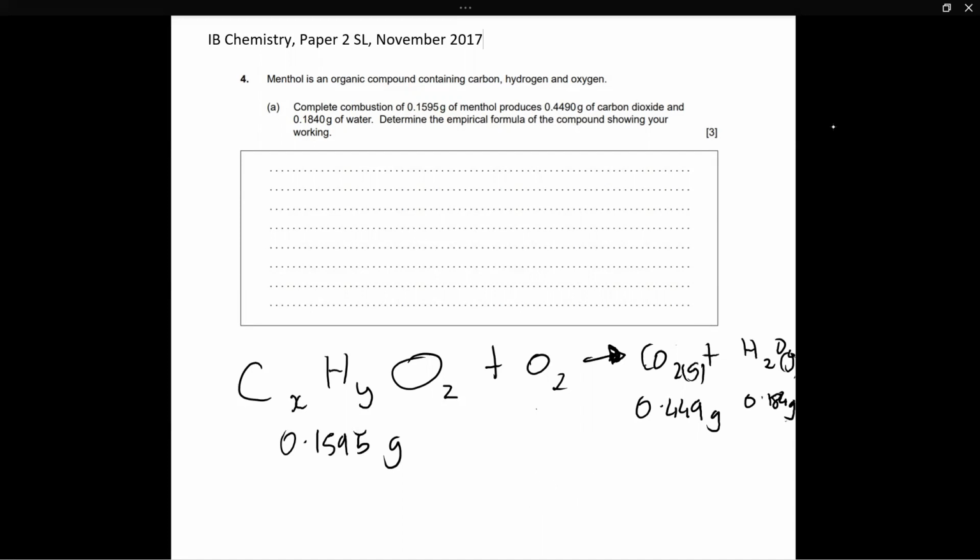And how do I determine that? The first step that I need to do is find out the mass of carbon, hydrogen, and oxygen present in 0.1595 grams of menthol. And I need to do this because I need to then proceed to find out the moles of these substances in 0.1595 grams of menthol. And then I can proceed to find out their empirical formulas.